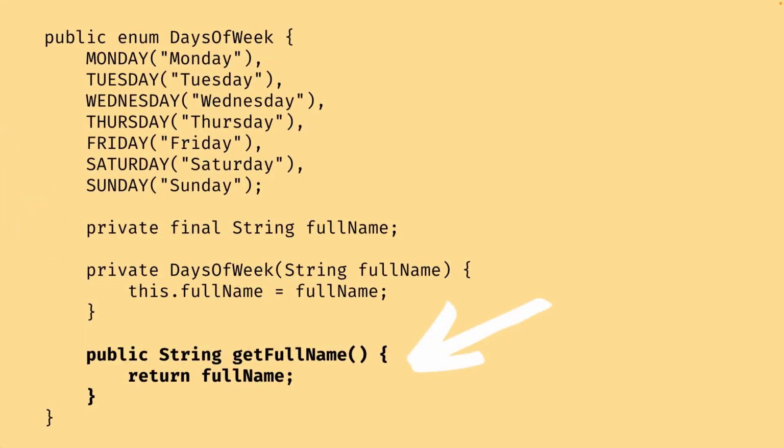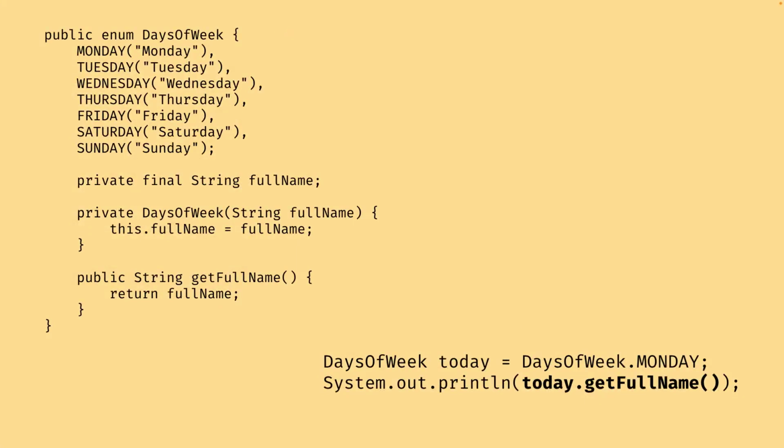As you can see, we've also made a getter method for our field to get the full name. Let me show you how we can use this field now. We can access the fields of an enum constant using the dot notation and the getter that we made. So here we're creating a today with the value of Monday, and then we're using this today variable in the system out print line saying today.getFullName. And our output is of course going to be Monday.